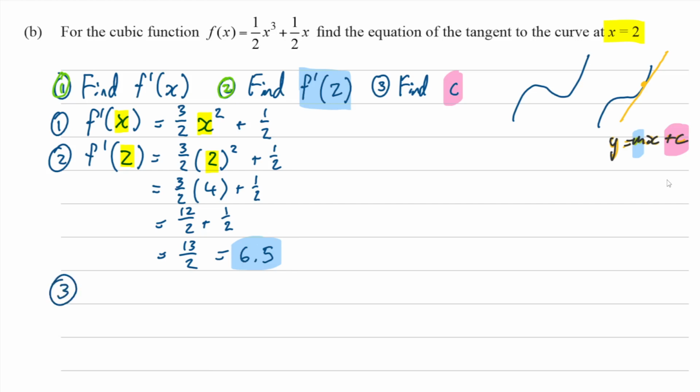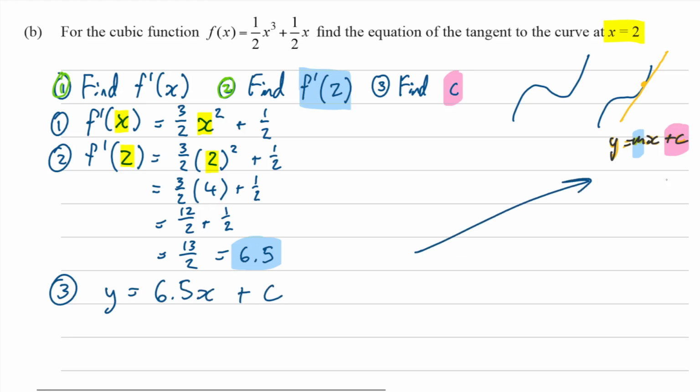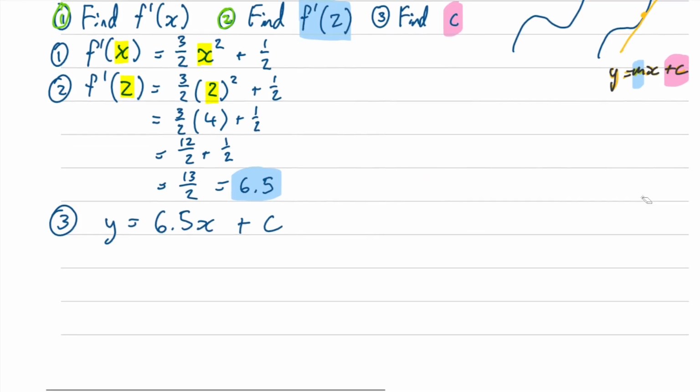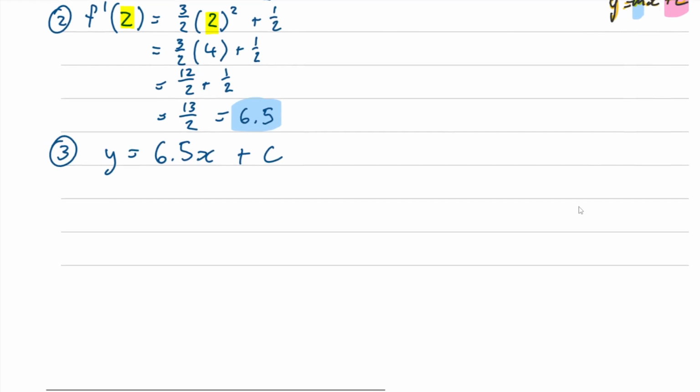Alright, and lastly, finding the equation. Right? To do that, let's list out what we have so far. We have y equals 6.5x plus c. Right? Just a reminder, m is what we worked out, and we're looking for c. So two common methods of finding c. You could either use this form, y equals mx plus c, or you might have seen the point slope form before. Either works. I'll use y equals mx plus c.